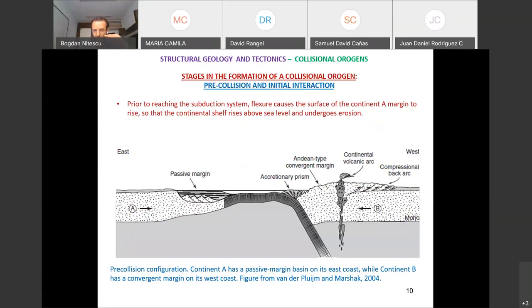So basically this passive margin, if you look, you have a continental shelf. What will happen is the passive margin will at some point rise above the sea level because of this flexure. And once it's above the sea level, it undergoes erosion. So you see how a lot of processes start to act and change things from what they were initially.